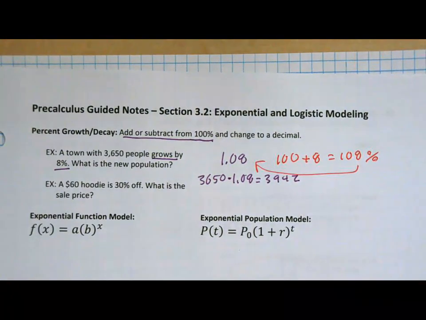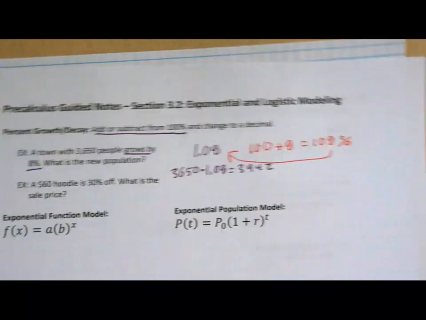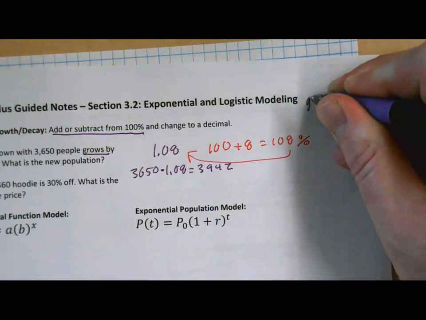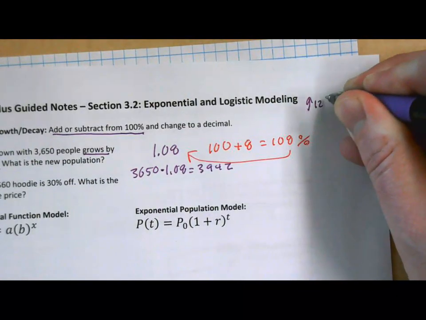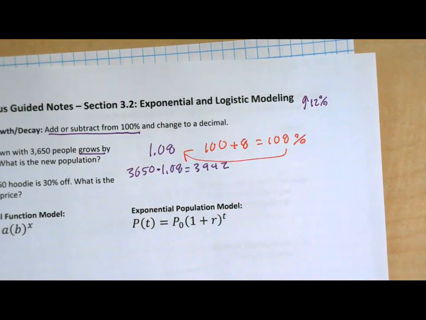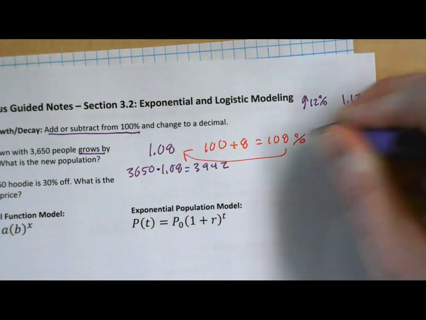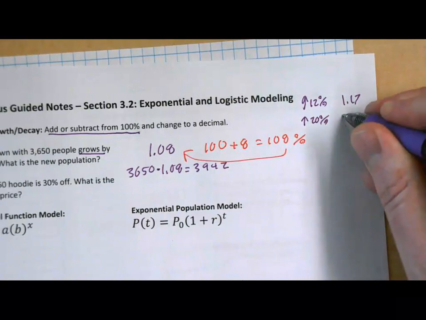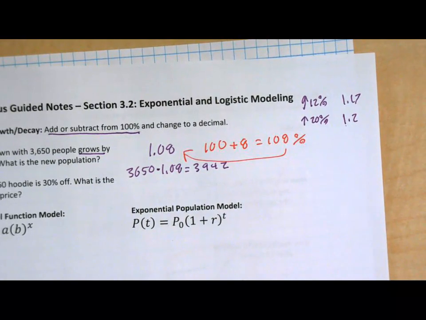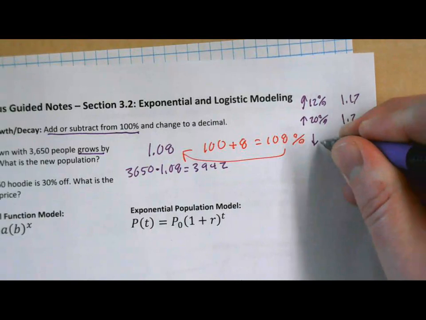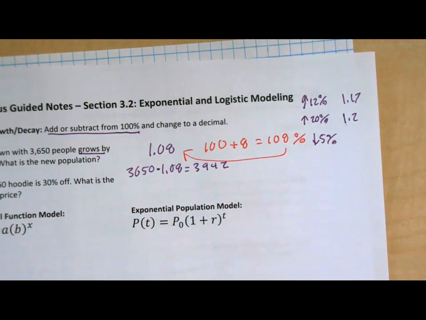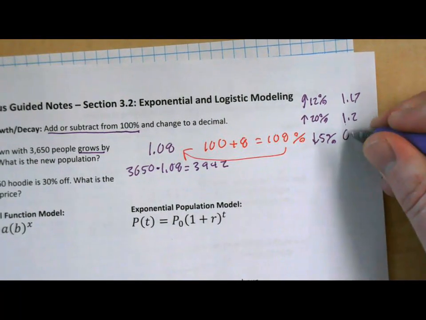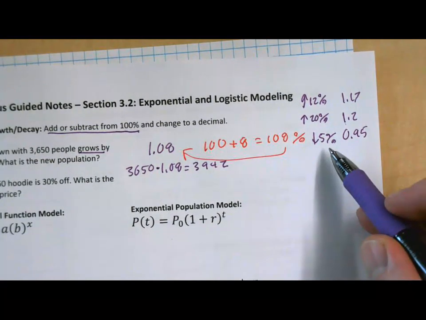All right, so 1.08 would correspond to an increase of 8%. You guys, is that okay with you? Show me it's okay. If I increased by 12%, what would my multiplier be? 1.12. If I increased by 20%, what would my multiplier be? 1.20 or just 1.2? If I decreased by 5%, what would my multiplier be? 0.95, right? 100 minus 5 is 95, so 0.95.